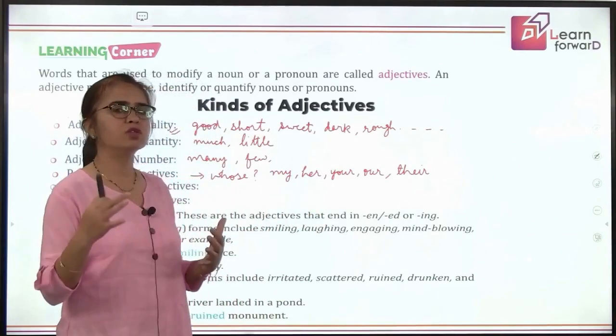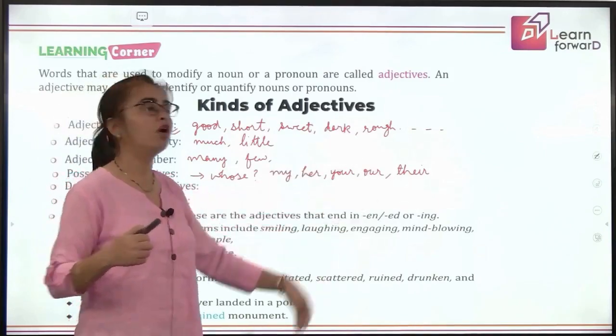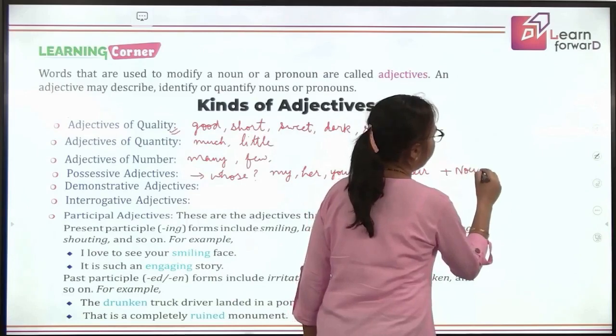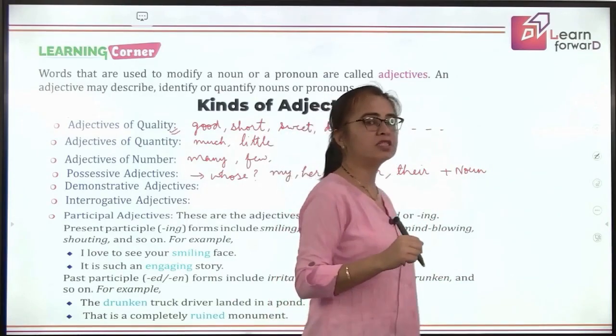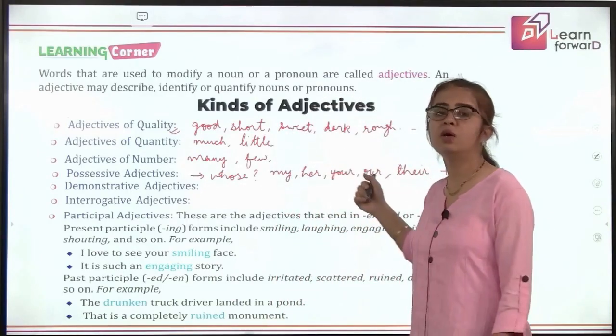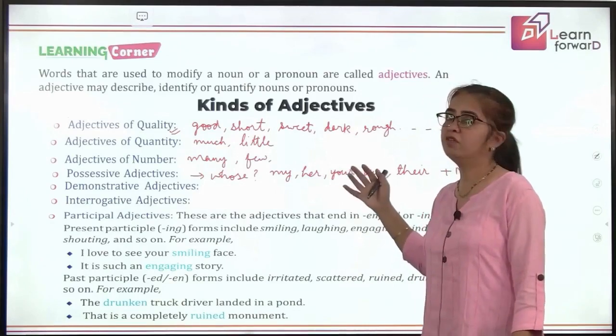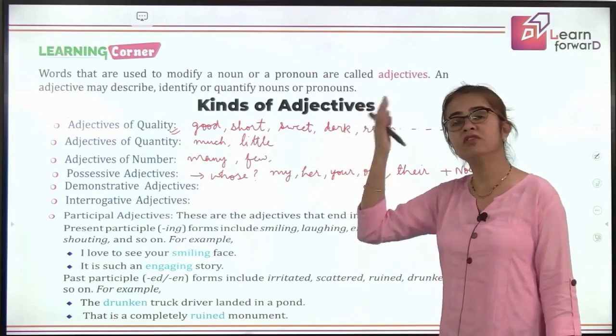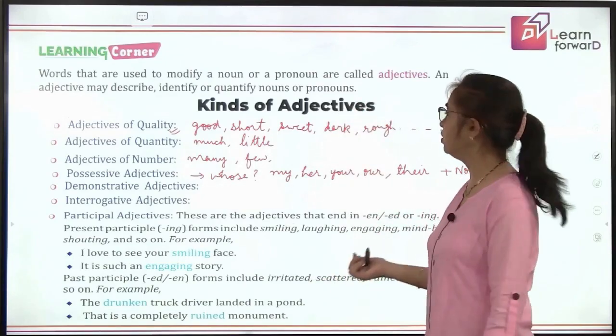Whenever you try to speak a word, they will always be followed by a noun. So you have to remember that whenever we have possessive words, if they are followed by a noun, they are definitely adjectives. If they are alone, not followed by a noun, then they are possessive pronouns that we have done in the previous chapter.